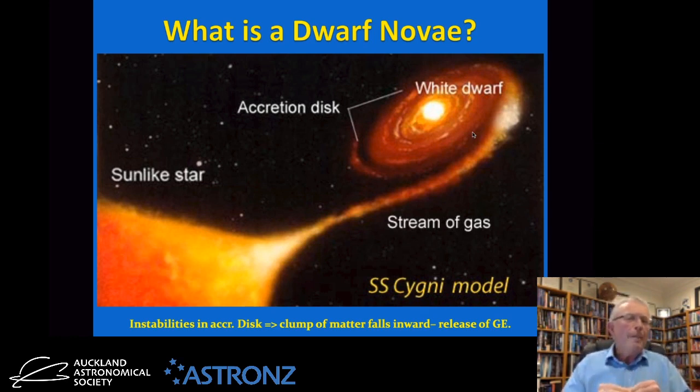And if you suddenly get a blast of release of gravitational energy, that gets released as high energy light, electromagnetic radiation. That can be in X-rays, ultraviolet, optical wavelengths, and infrared, depending on the amount of release. And that's a sudden, violent, sharp release of light when that process happens.